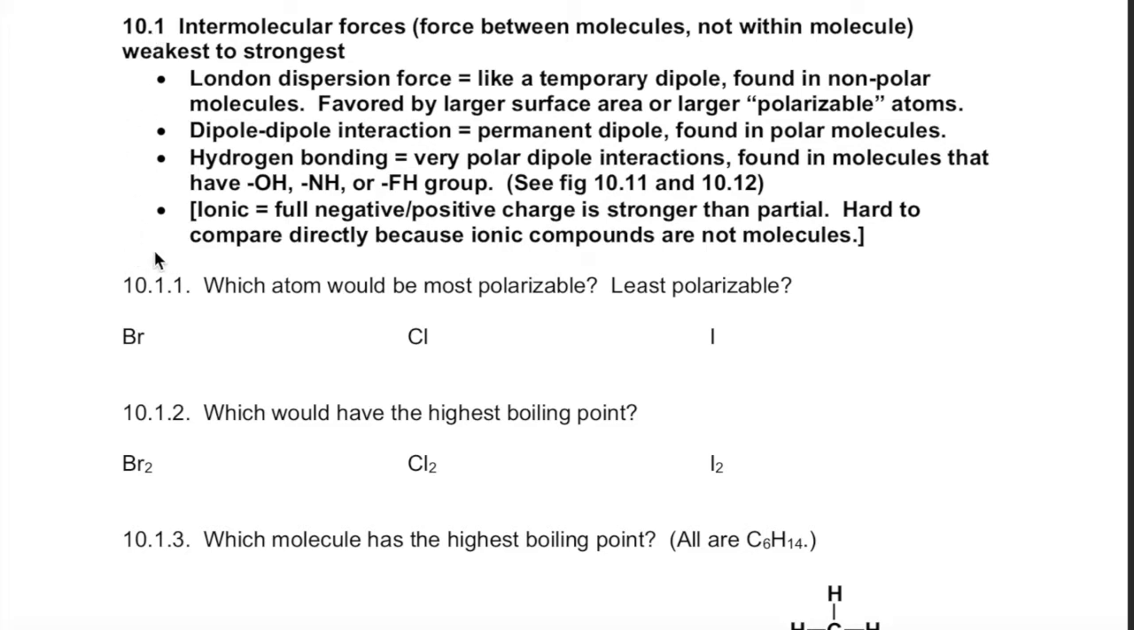We have a list here of the types of intermolecular forces that we could have between the molecules. They're in order from weakest to strongest. All of these are based on positive and negative attractions. When we have nonpolar molecules, we mentioned that means that the molecule has even distribution of electrons. So we don't have a positive end and a negative end of the molecule.